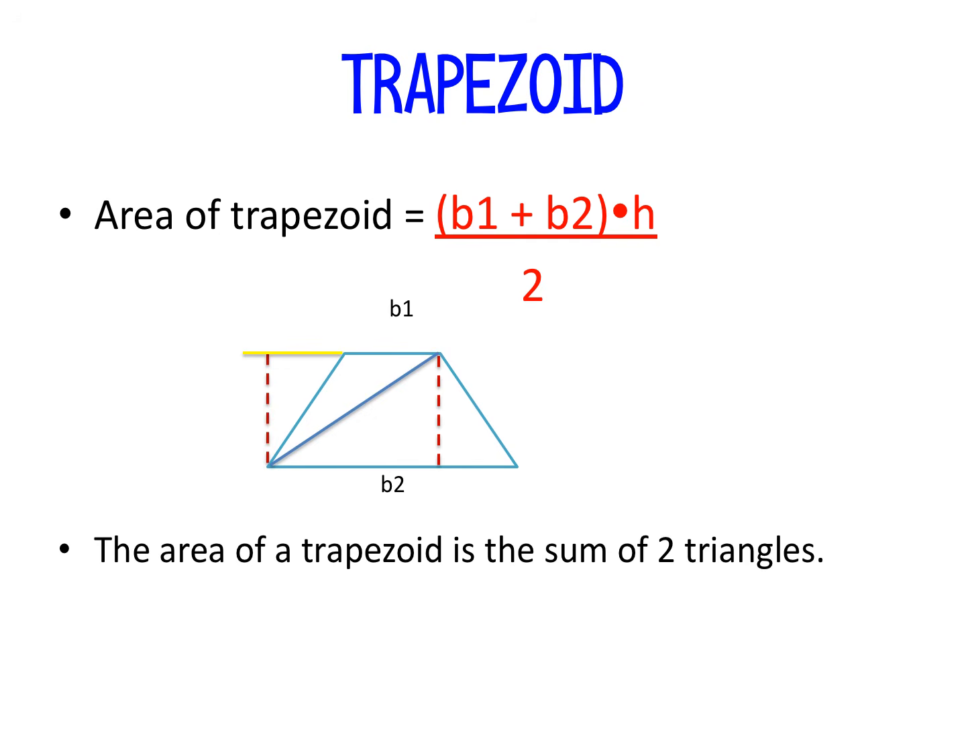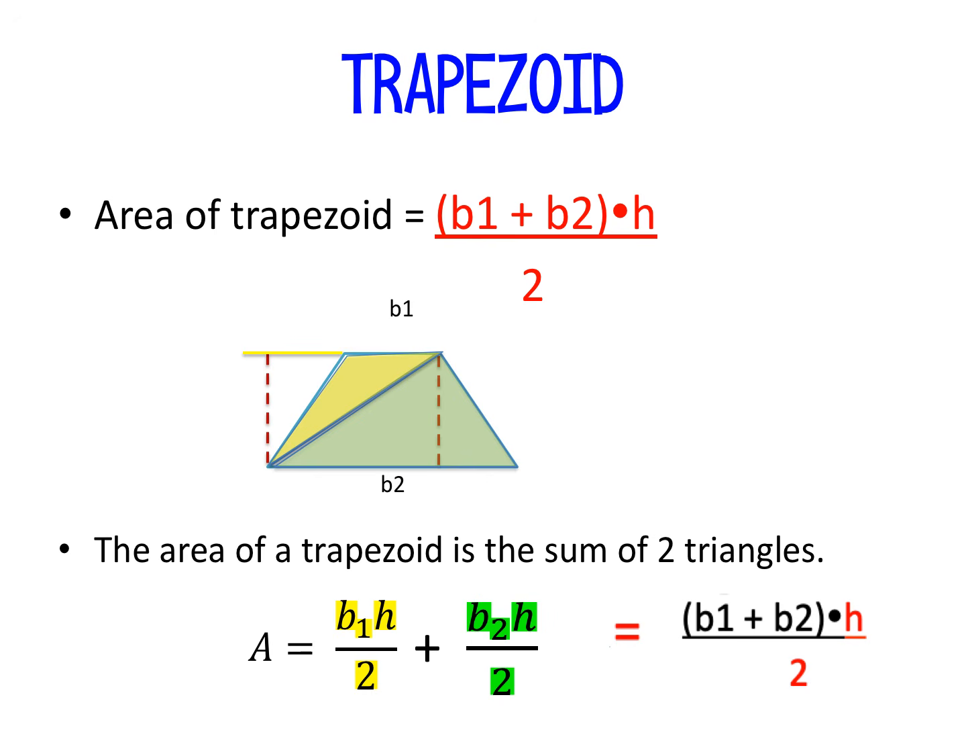So the area of the trapezoid would be the sum of the two triangles, so we would need to find the area of the first triangle, which would be base 1 times height divided by 2. The area of the second triangle would be base 2 times height divided by 2. Notice their height is the same, so we can factor out that value, height times base 1 plus base 2 divided by 2. We pull out the height and multiply it by base 1 plus base 2. This is the simplified formula for finding the area of a trapezoid.